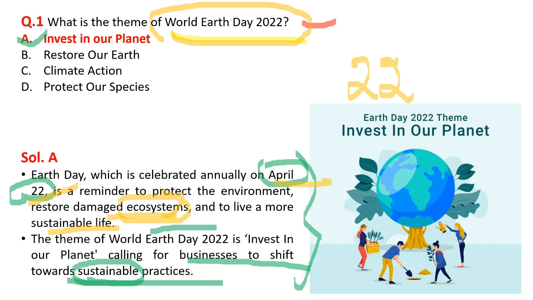So what was there this year? From this what you have to understand is make a table of at least around 10 to 15 years of themes with respect to World Earth Day. Okay, so last year, 2021, mostly it was restore our earth. Same way, previously it was climate action, protect our species. So make a list of what theme was there in which year, and remember that list.